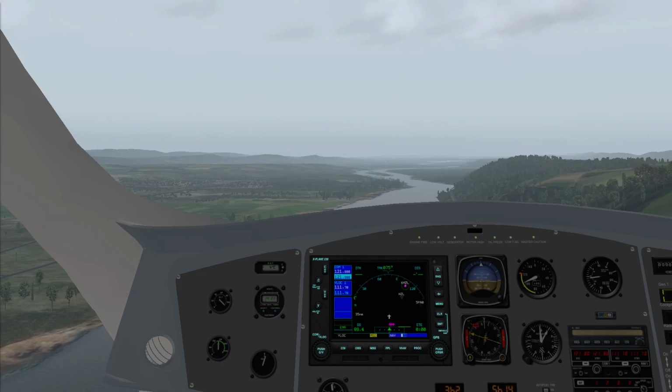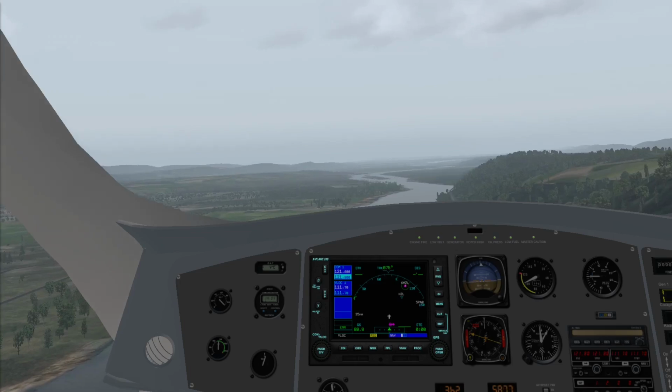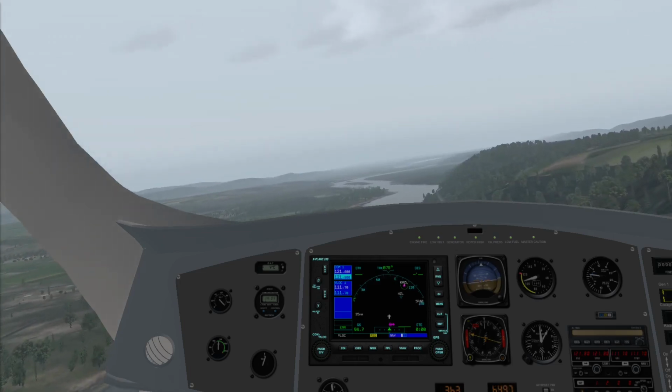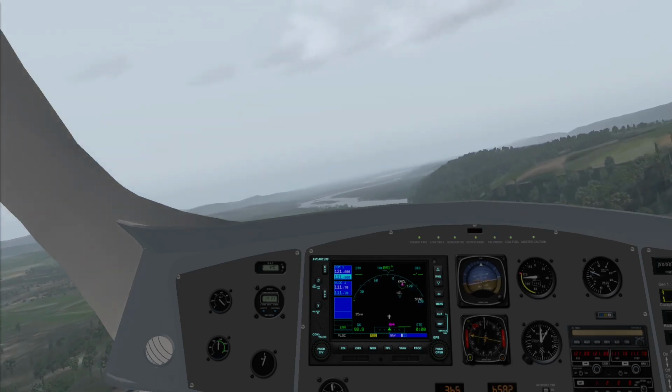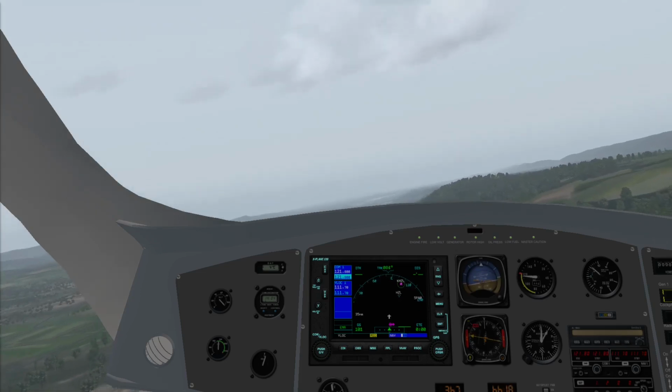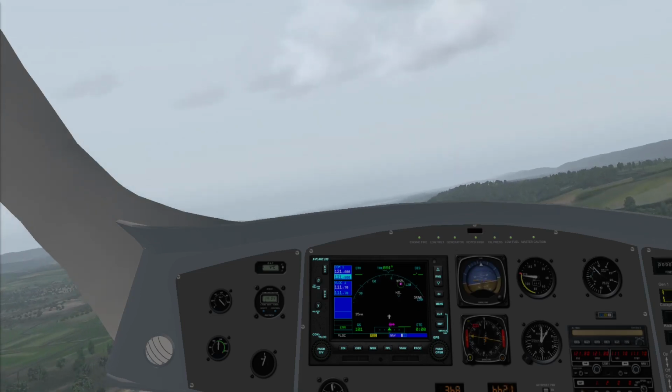Okay, what about a powered pushover? Is that a thing with this machine? Well, let's try it. I'm going to suddenly increase power and we'll see what happens. I got a very slight nose up, and that was about it.